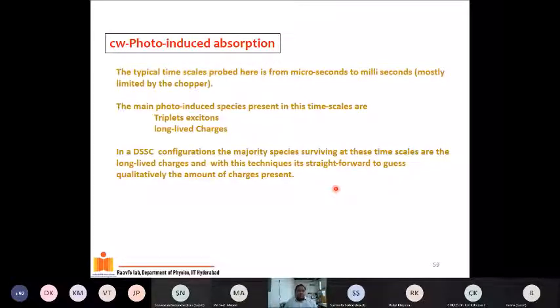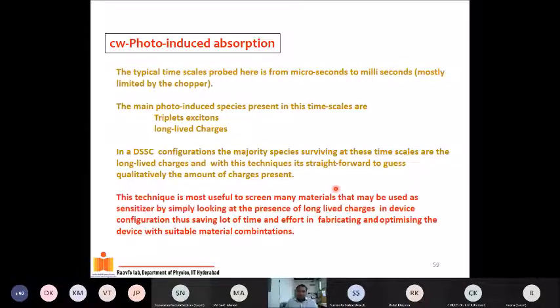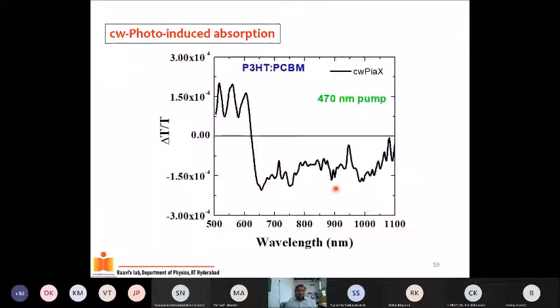Okay, you get to see what the triplet states and long-lived charges are. Once the charges are trapped, you will get to see how much charge is trapped. So all these things are sufficient to understand from the CW emission. The technique is most useful to screen many materials that may be used as a sensitizer by simply looking at the presence of long-lived charges in device configuration, therefore saving a lot of time and effort in fabricating and optimizing the device with suitable material combinations.